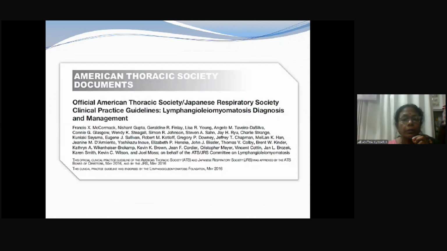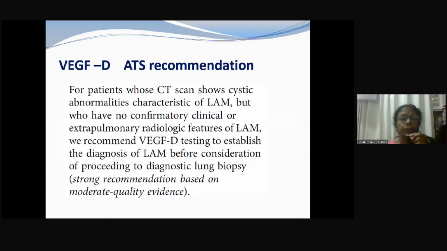Now, the American Thoracic Society has come out with guidelines for the diagnosis and management of LAM in 2016. And according to them, when should you do VEGF estimation? For patients whose CT scan shows cystic abnormalities characteristic of LAM, but who have no confirmatory clinical or extrapulmonary radiological features of LAM, ATS recommends VEGF-D testing to establish the diagnosis of LAM before consideration of proceeding to diagnostic lung biopsy. This is a strong recommendation based on moderate quality evidence.